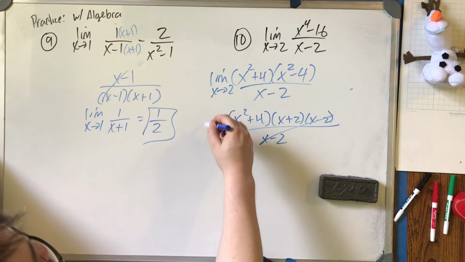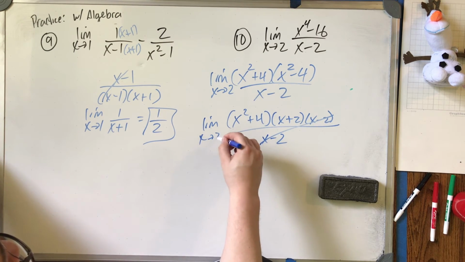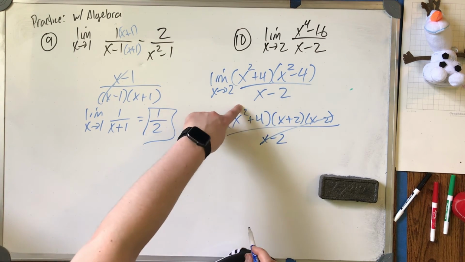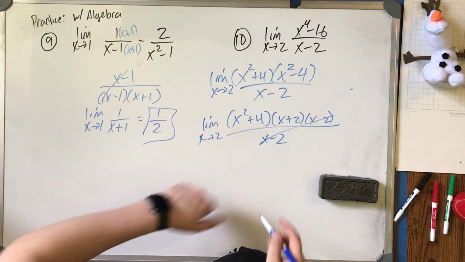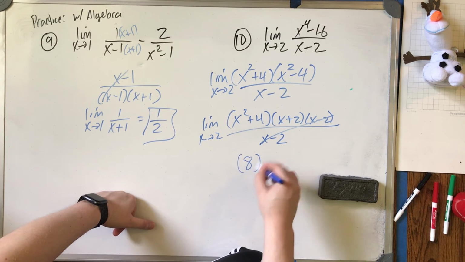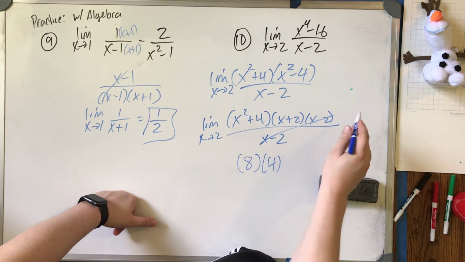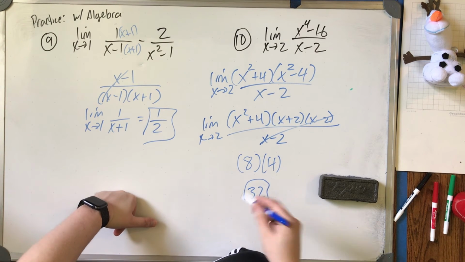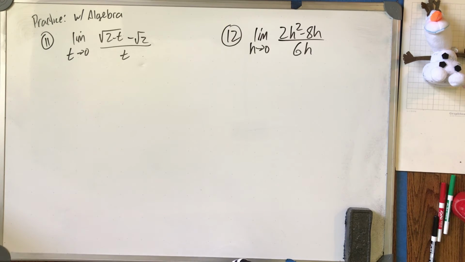Now that I've canceled that out, we can evaluate the limit as x approaches 2. We'll just direct substitute in. So I'm going to get 2 squared plus 4. That's going to be 8. And 2 plus 2, that's 4. Those guys canceled, so I'm left with 32. Ta-da! 11, try to direct substitute.